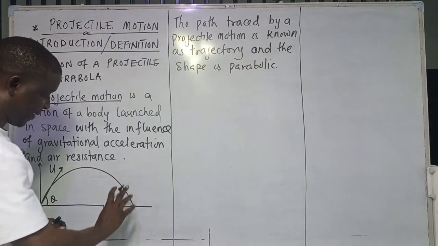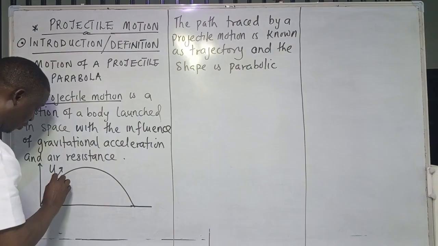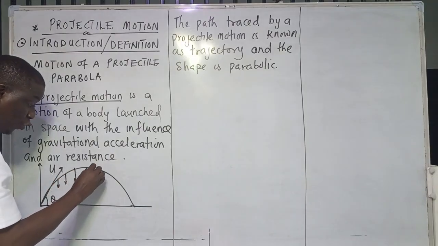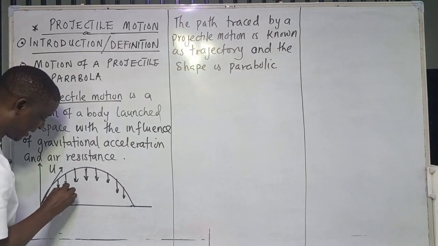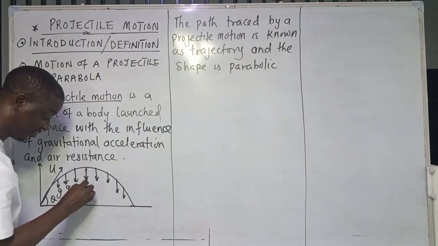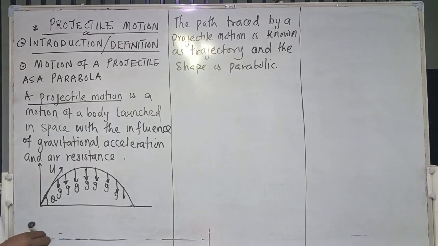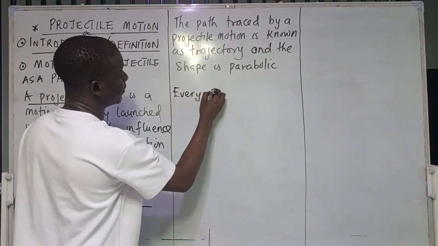What we are having here is a parabolic shape, because the path traced by the projectile is under the influence of gravity. Although we are going to be neglecting air resistance, gravity will be influencing the motion.